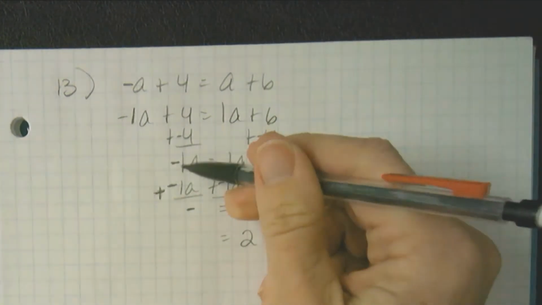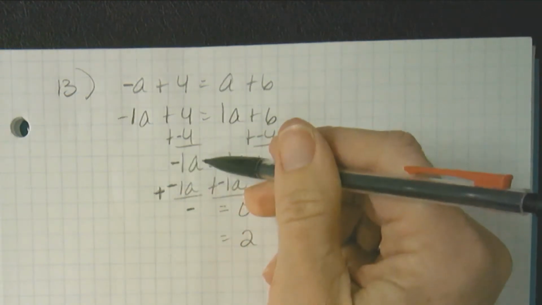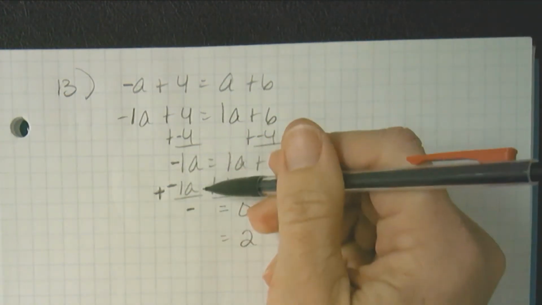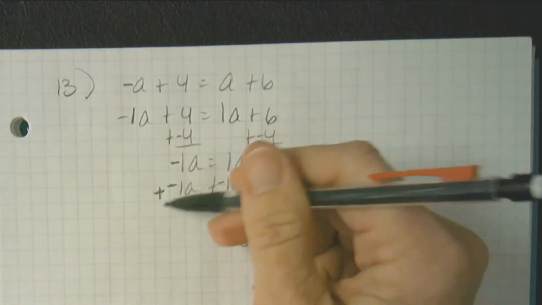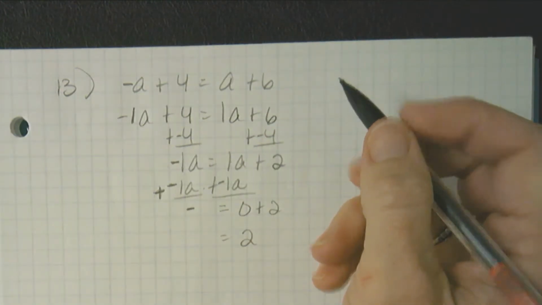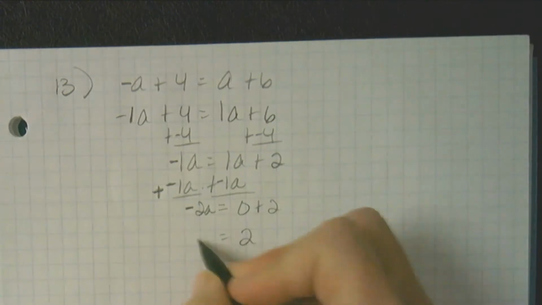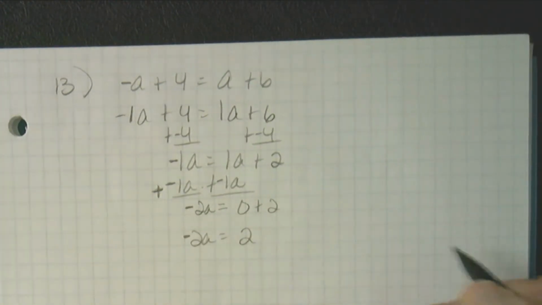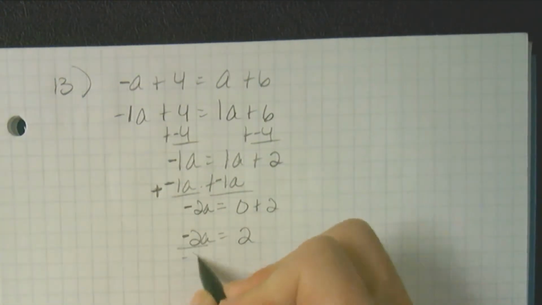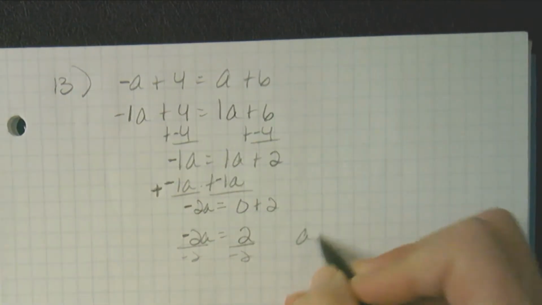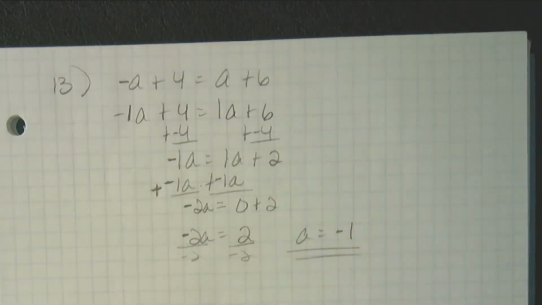But on the left side, you have negative 1a plus negative 1a. What is negative 1a plus a negative 1a? Yeah, this is a negative 2a. So I end up with negative 2a is equal to 2. Now I'm going to divide both sides by negative 2, and a is equal to negative 1. Does that help you? Okay, questions on 13 here?